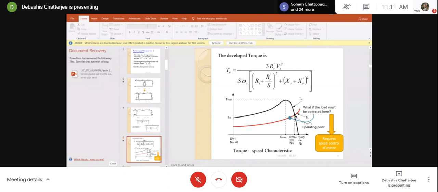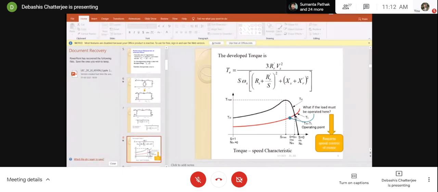Now if it goes to the left side, at this point the motor torque is more than the load torque, so d omega by dt is positive, and the motor will try to accelerate. So that means this becomes the stable operating point. You have to see the slope of the load torque and the motor torque curve to judge the stability. That is a separate issue.